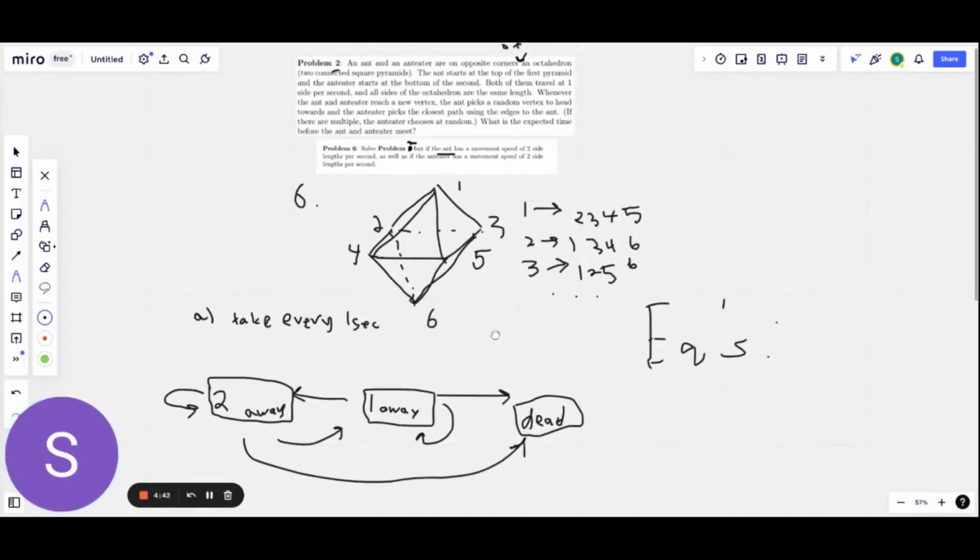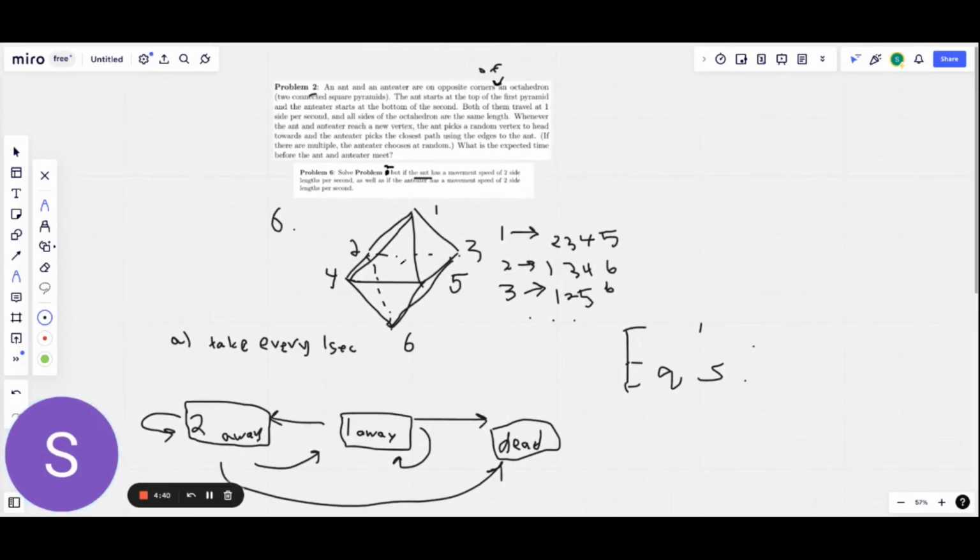So here I have the octahedron drawn out. It's just 1, 2, 3, 4, 5, 6, as the vertices are numbered. And notice that if you have 1, you can go to 2, 3, 4, 5 as your next move. From 2, you can go to 1, 3, 4, 6. From 3, you can go to 1, 2, 5, 6, and so on.